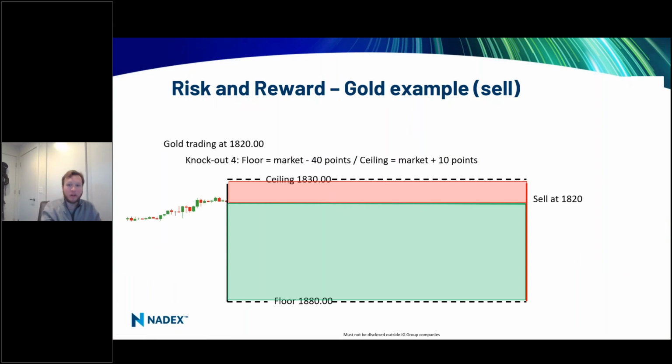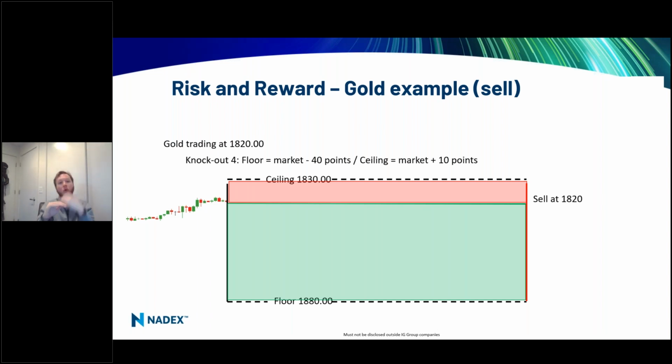With the fourth one, the market is still trading at 1820, but this contract is trading 1830 to, this should actually say 1780, because the floor has to be below the ceiling. So this floor should actually be 1780, not 1880, and the ceiling is 1830. Basically, if you're selling at 1820, you're going to pay between the ceiling up here, the 1830 to 1820, that's again going to be 10 points or $100.